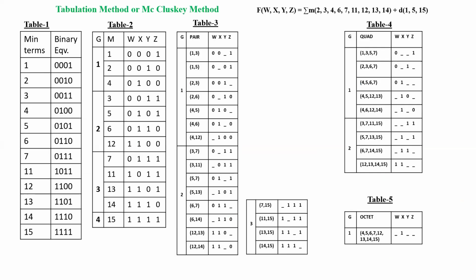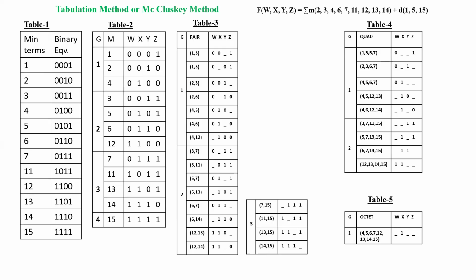So here in the first level we have 4 groups. Again we are going to compare the consecutive groups. Group 1 is compared with 2, 2 is compared with 3, 3 is compared with 4. On the basis of that, we got the pairs. Again we got 3 groups on the basis of number of ones. Again we compare group 1 to group 2, group 2 to group 3 of the table. So finally we got table 4, that is the quads for us.